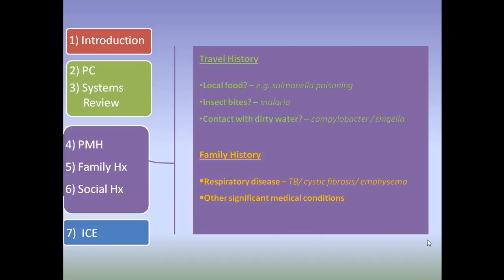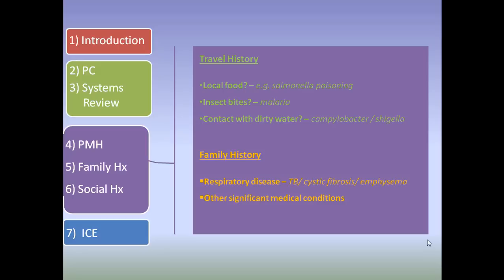So, a quick travel history is important to take in a respiratory presenting complaint. For example, TB is often contracted from abroad. There's often significant overlap in gastrointestinal presenting complaints. For example, you want to ask about local food they ate, any contact with dirty water, so maybe less relevant for respiratory history.